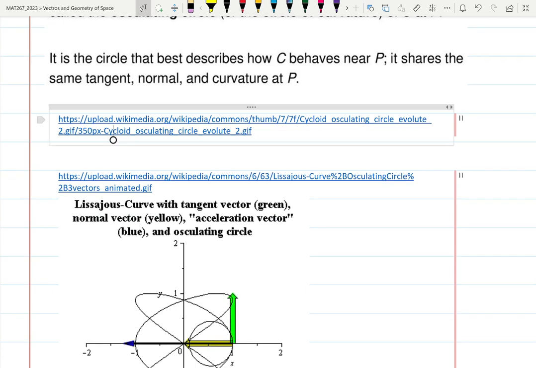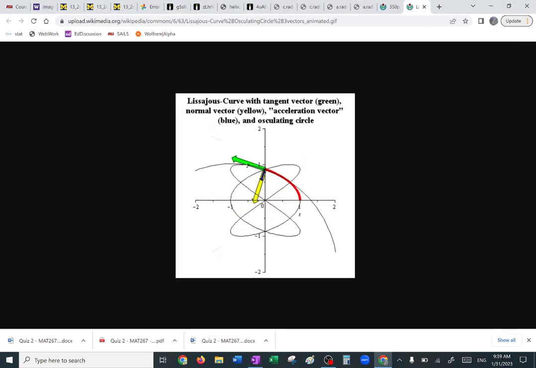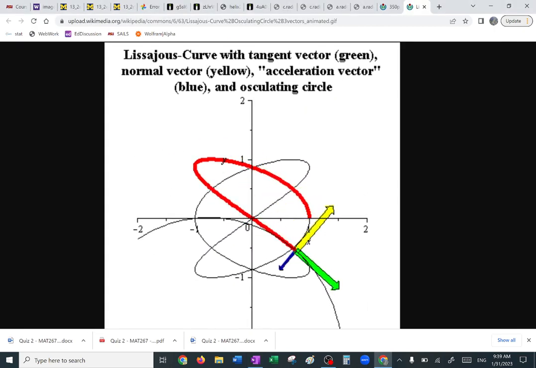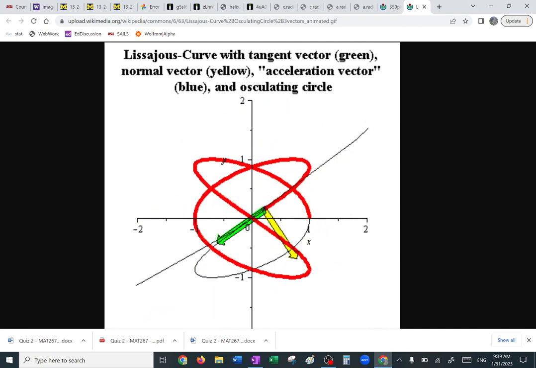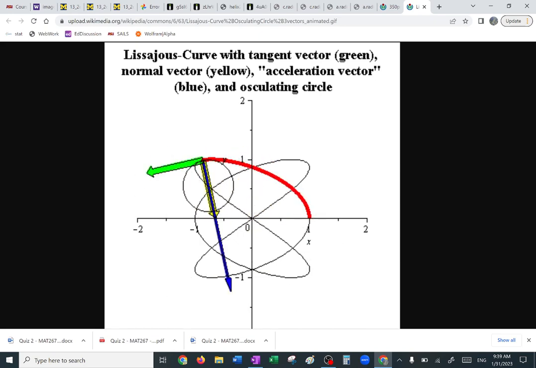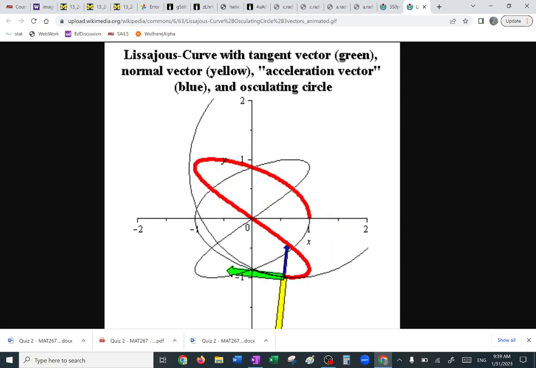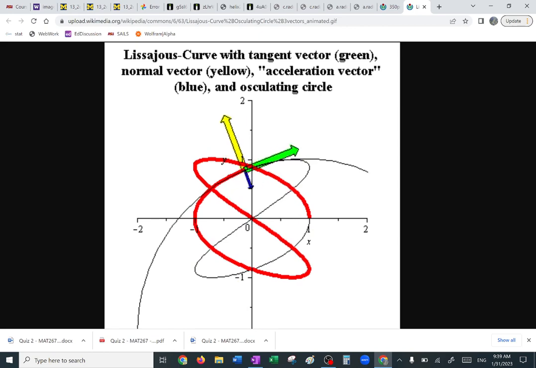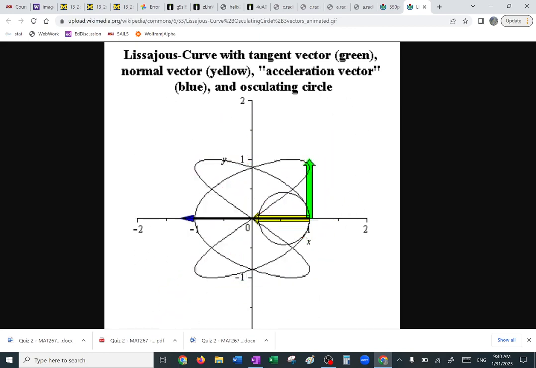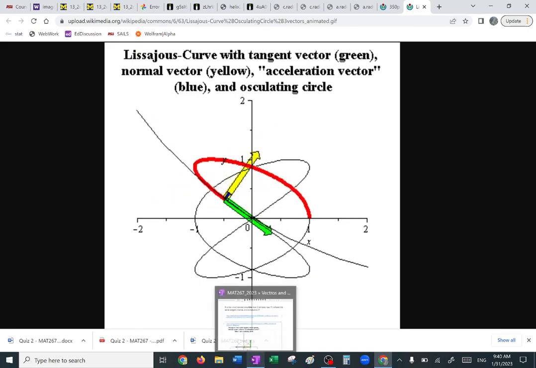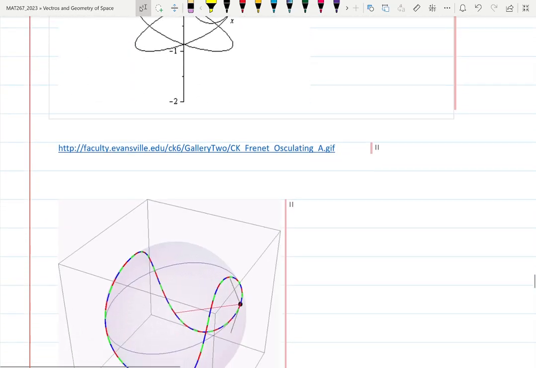I think that's the one I wanted to show. Let's see. Oh, this one. Yeah, look at that. Pretty cool. So those three vectors describe everything: how fast it changes, the curvature, the tangents basically tell you everything. So tangent vector in green, normal vector in yellow, binormal vector in blue, and the osculating circle.